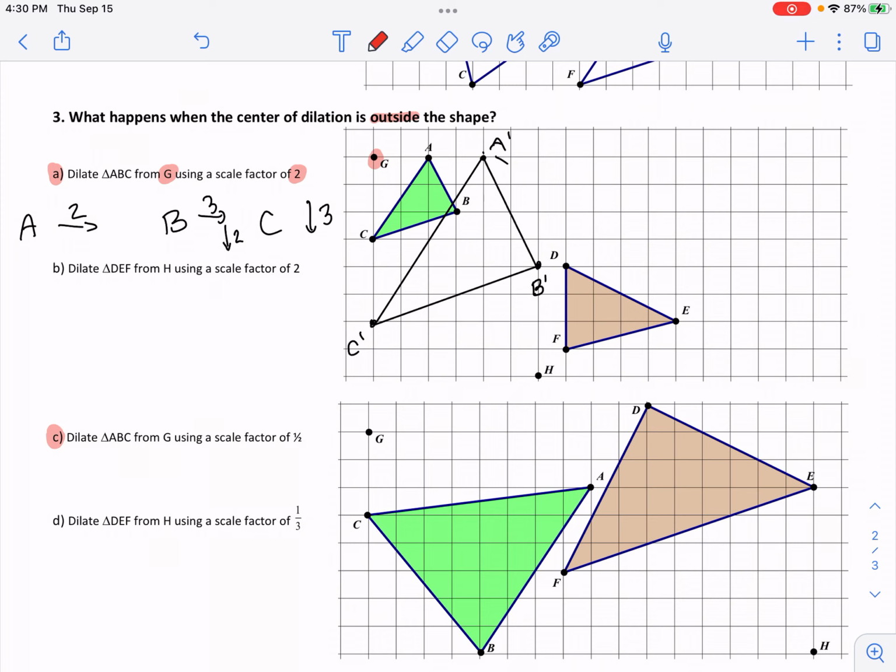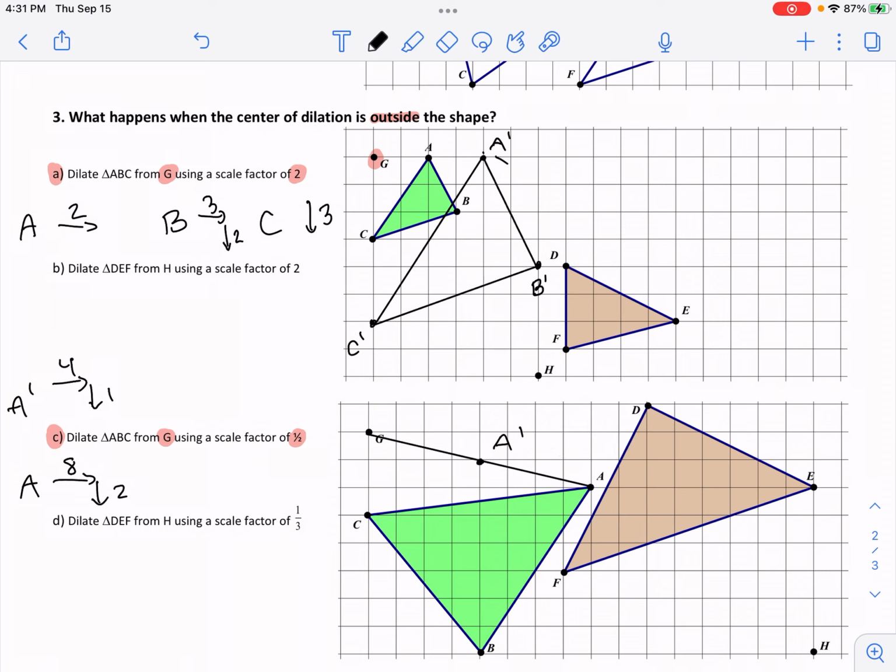And last one that we'll do here and explore here, we have a reduction. We're gonna now dilate triangle ABC using G by a scale factor of a half, meaning we're dividing by 2. Let's start with our path from G to A. A is 1, 2, 3, 4, 5, 6, 7, 8 to the right, 2 down. 8 right, 2 down. Let's remember that. Okay. So A prime is going to be 4 right, 1 down. 1, 2, 3, 4, 1 down. This is A prime.